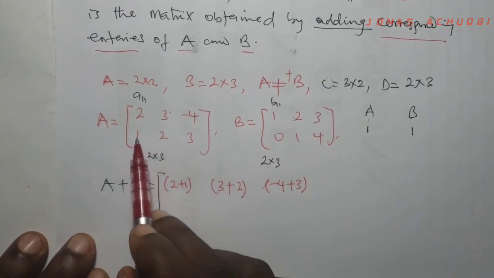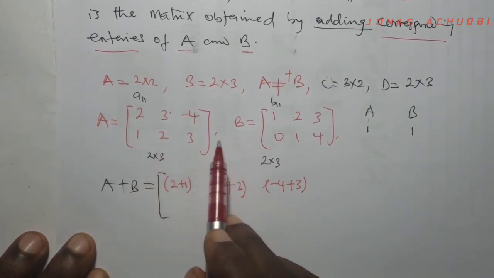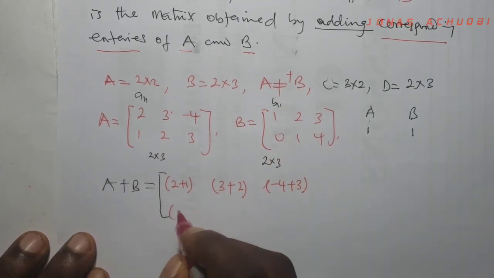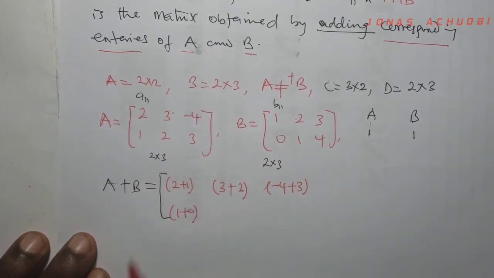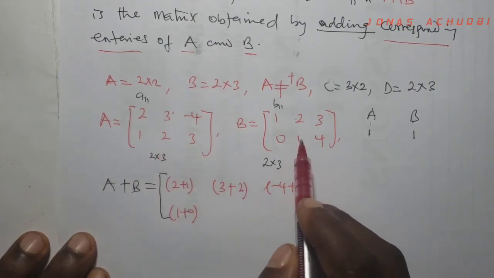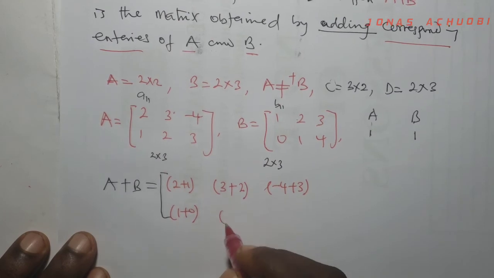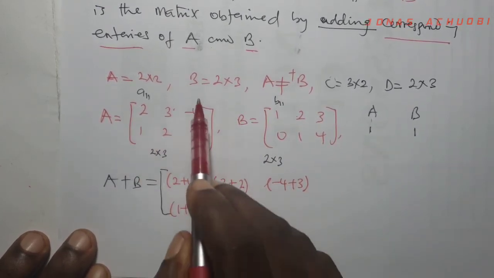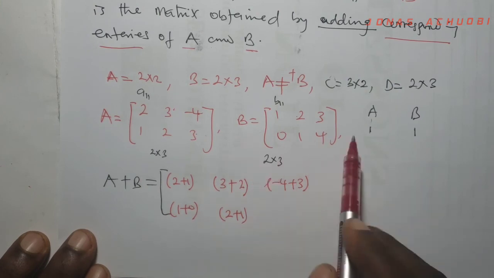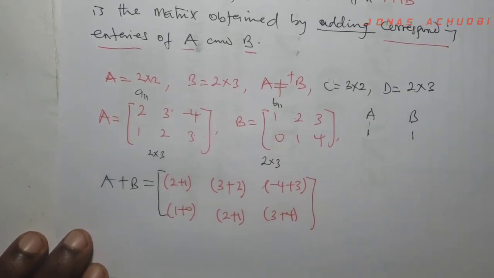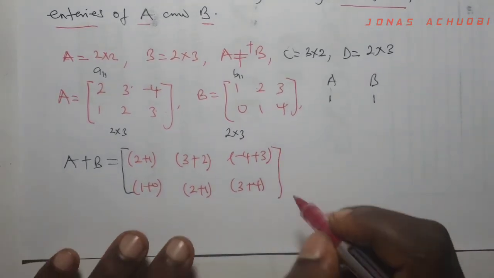I go on. This is in row 2 rather, column 1. This also is in row 2, column 1. So I can add 1 and 0. This entry is in row 2 and column 2. This entry is in row 2 and column 2. So I can add 2 and 1. This entry is in row 2, column 3. Entry is in row 2, column 3. I can add 3 plus 4. That is what we mean by adding corresponding entries.